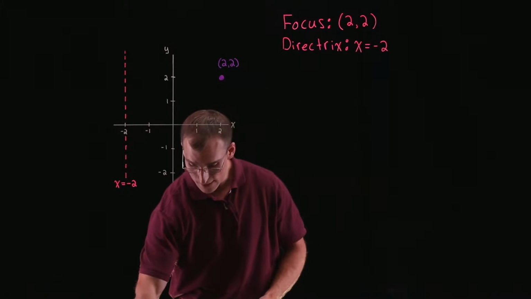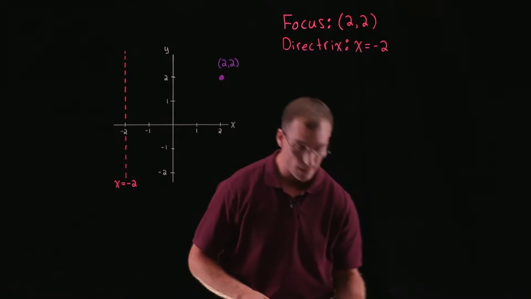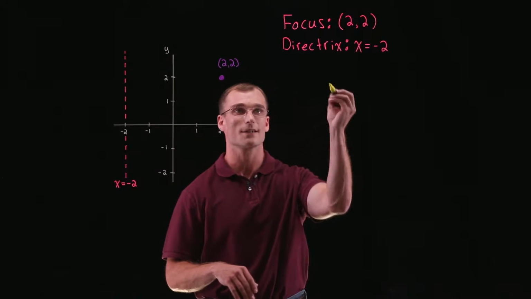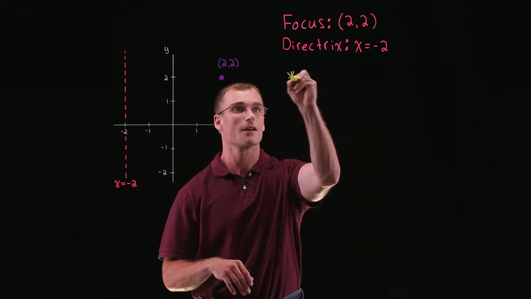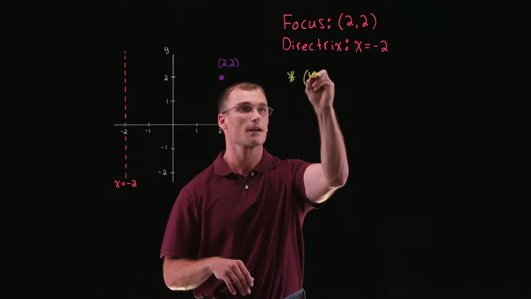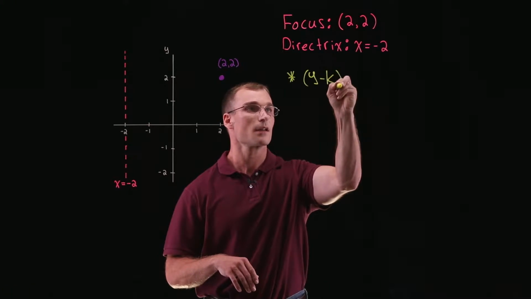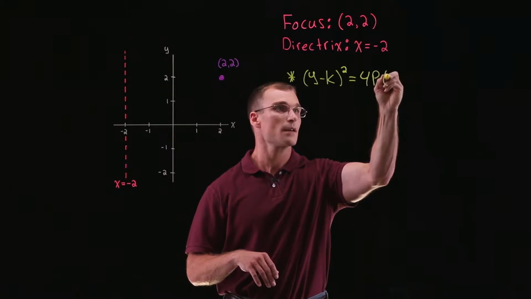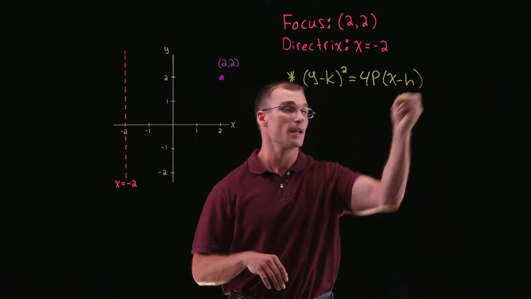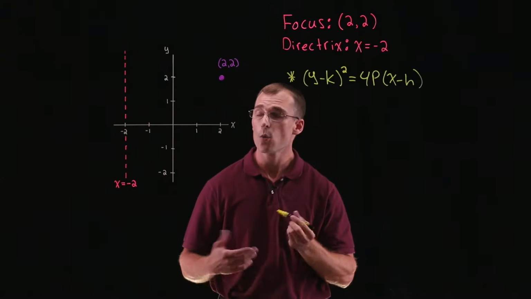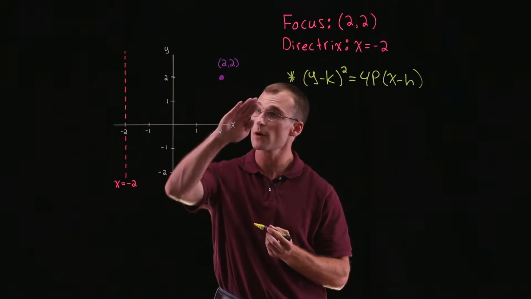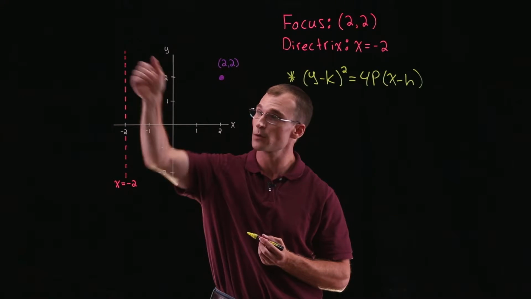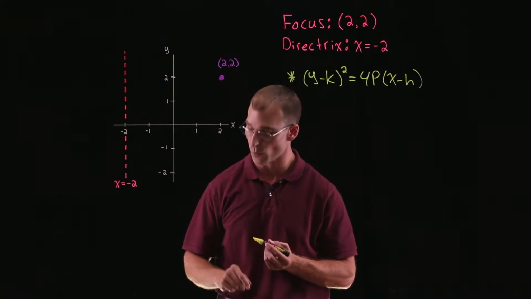With a horizontal axis, that tells us at least what form the standard form of the equation of the parabola is going to have. Namely, it's going to look like (y minus k) squared is equal to 4 times p times (x minus h). And one more thing that's going to help us is that the axis is going to be perpendicular to the line x equals negative 2 and going through our focus point.